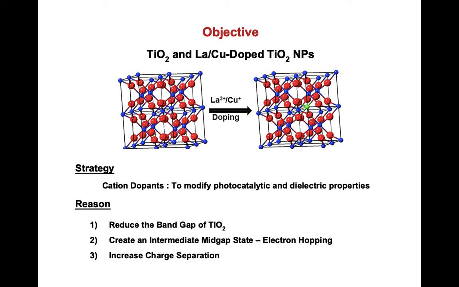The addition of a cationic dopant to the titanium dioxide crystal modifies its photocatalytic and dielectric property. The reasons are, first, dopant ion additions can change the band gap of titanium dioxide, causing electronic movement. Second, a dopant ion can create an intermediate mid-gap state between the valence band and conduction band, facilitating electron hopping. And the last one is that charge separation can be increased in the system.